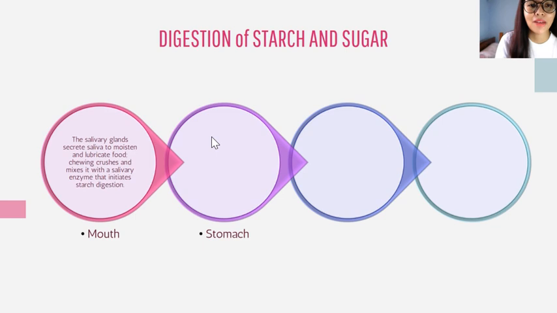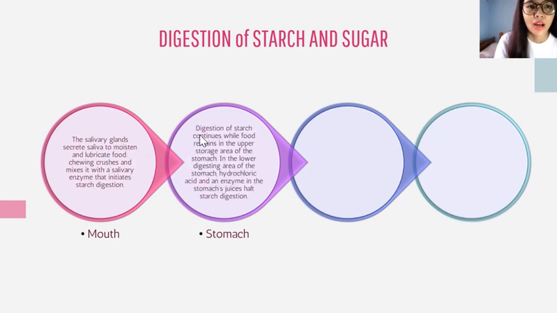And then, if the food reaches the stomach, digestion of starch continues while food remains in the upper storage area of the stomach. In the lower digesting area of the stomach, hydrochloric acid and an enzyme in the stomach's juices halt the starch digestion. So no digestion of your starch and your sugar happens in your stomach.